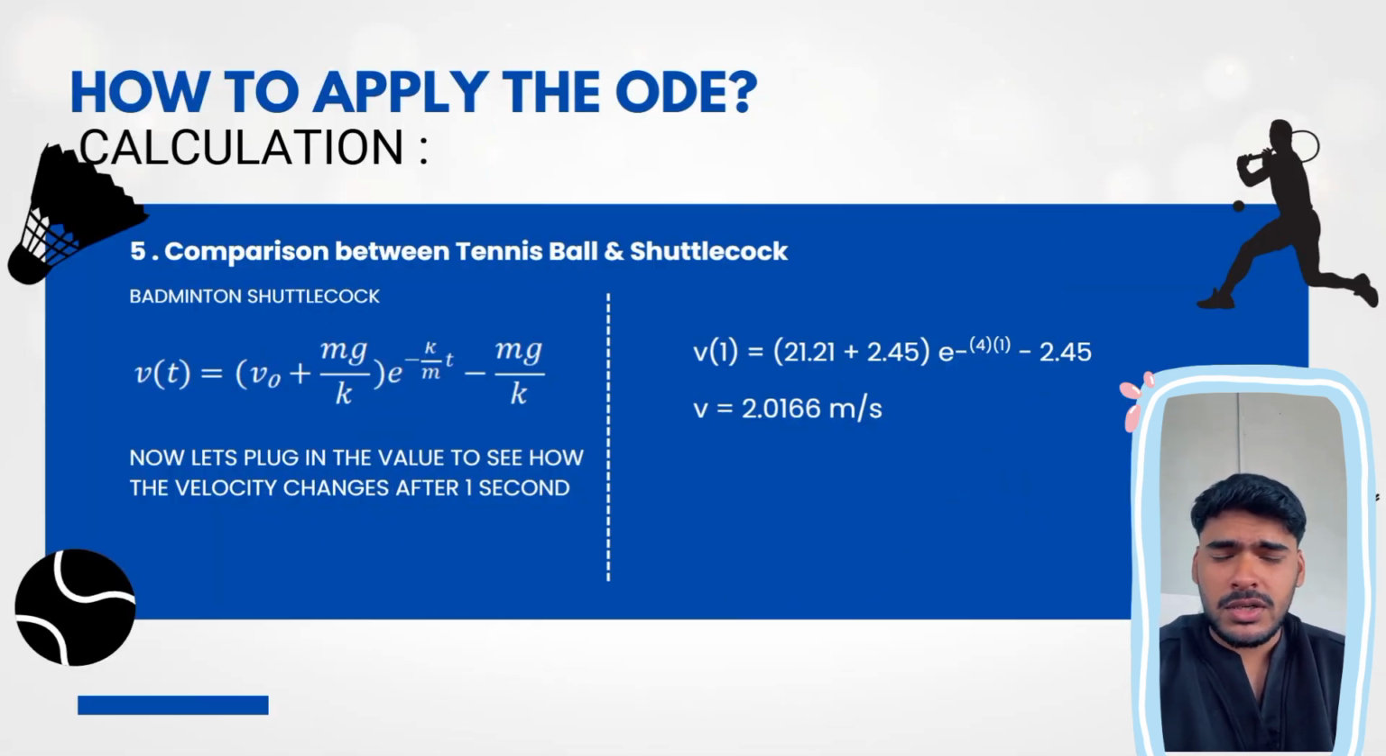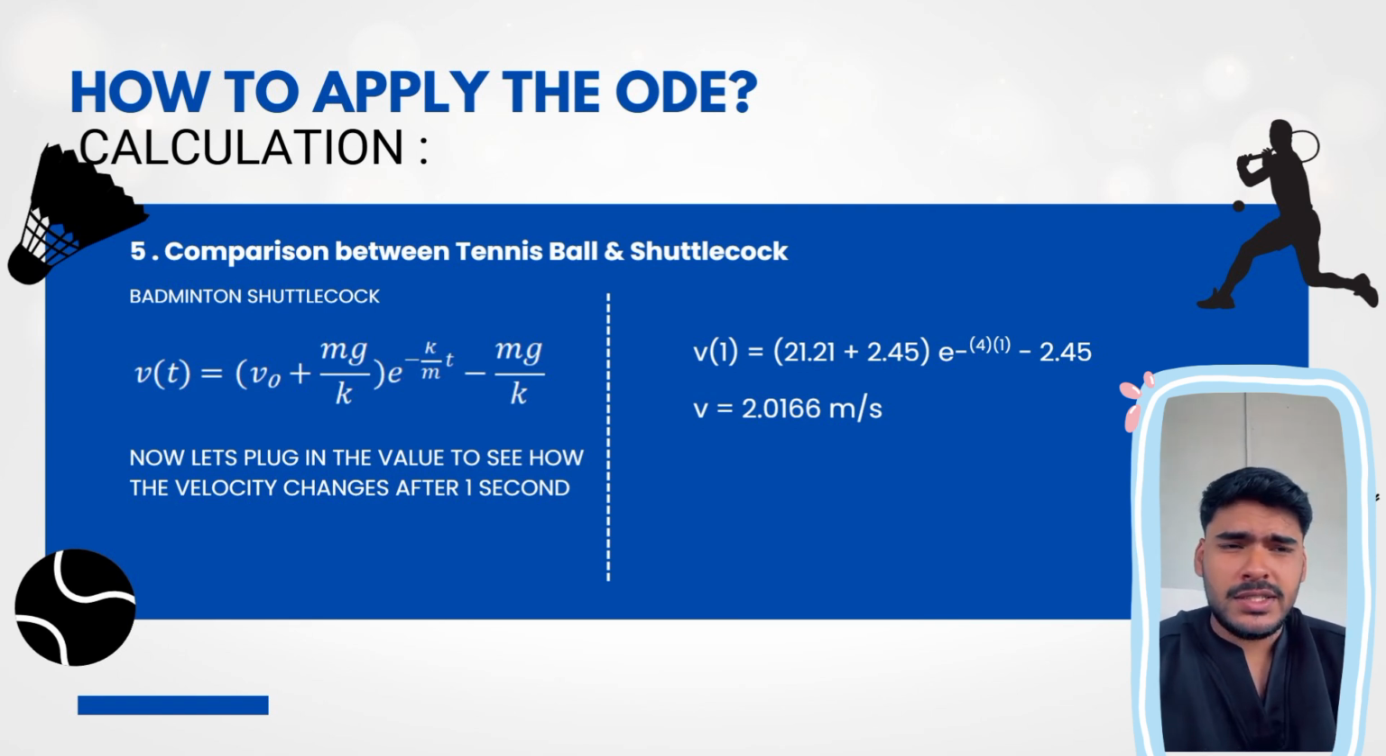For the badminton shuttlecock, we still use the same final particular solution. v times t equals initial velocity plus mg over k times exponential power of negative k over m times t minus mg over k. So we still use t equals 1. So we plug in v times 1 equals 21.21 plus 2.45 multiplied by exponential power of negative 4 times 1 minus 2.45. So we get the velocity after 1 second for the badminton shuttlecock equals 2.0166 meters per second.